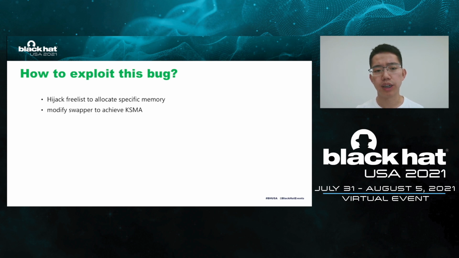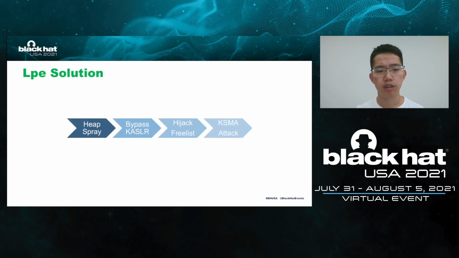What can we do with a double free? We can hijack the free list to allocate a specific memory and write any content into it. That's interesting. We can use it to modify the swapper to achieve a KSMA attack. Next, I will introduce the details about this process. There are 4 steps to complete this.